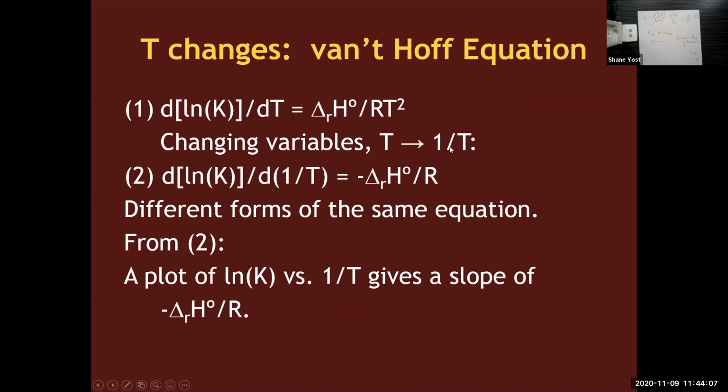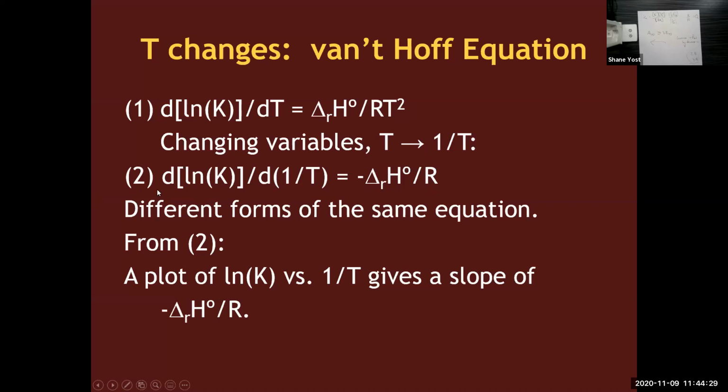If you rewrite this equation in terms of 1 divided by temperature, you get that the derivative of the natural log of K with respect to 1 over temperature is equal to minus delta H divided by R. So this again uses a change of variables.